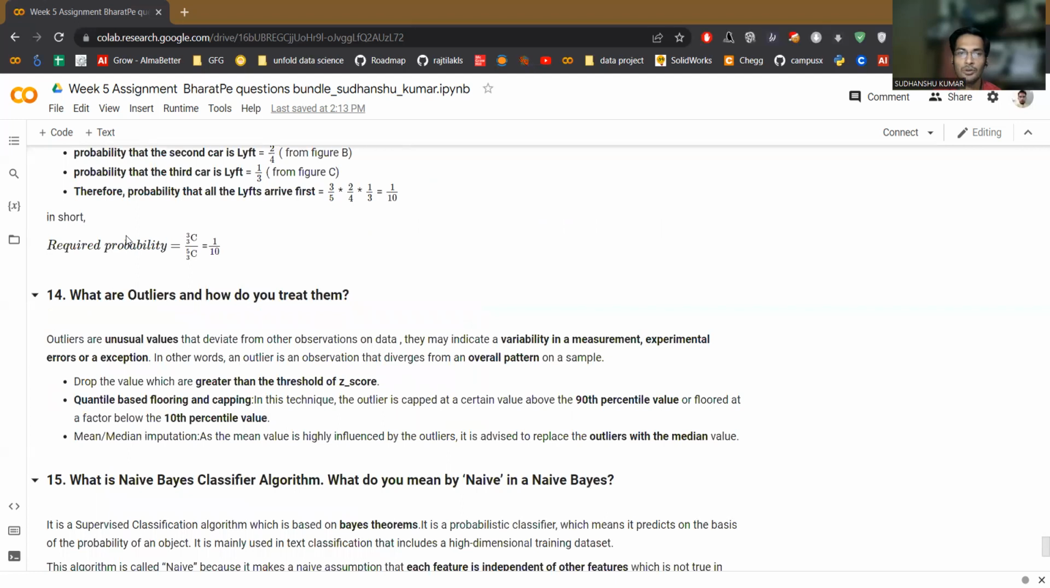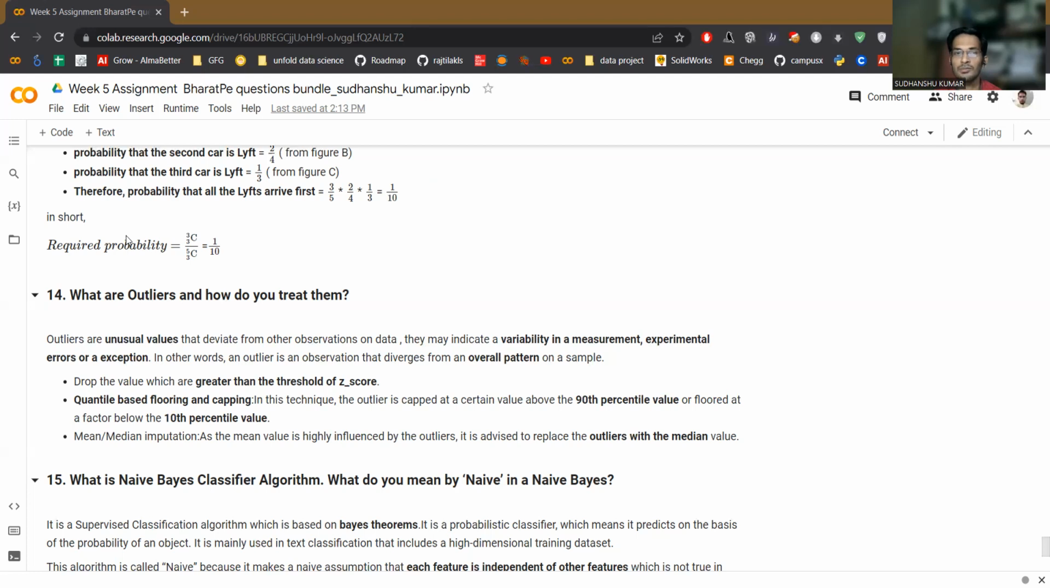What is an outlier? How do you treat them? An outlier is an unusual pattern of data. It occurs due to variation in measurement, experimental error, or exception. To treat the outlier, first of all, we have to visualize it. First we create a normal distribution curve using a histogram plot, and then observe if there is any data above the threshold Z score, then we will drop it.